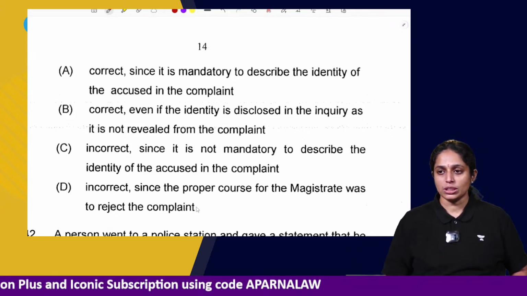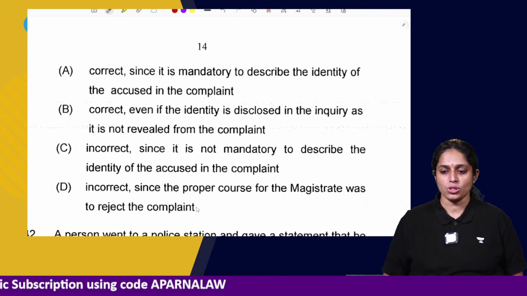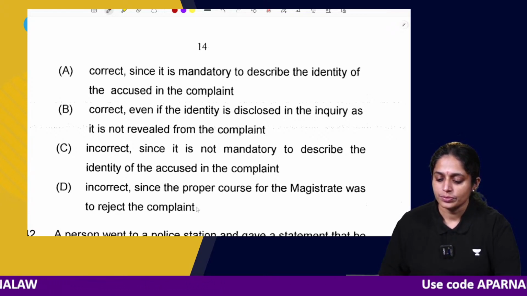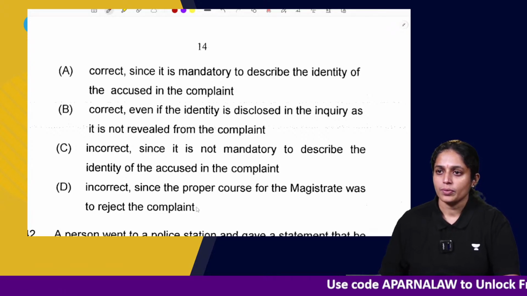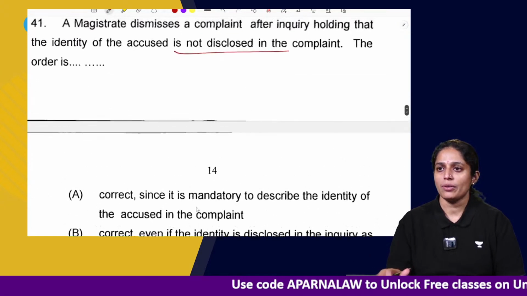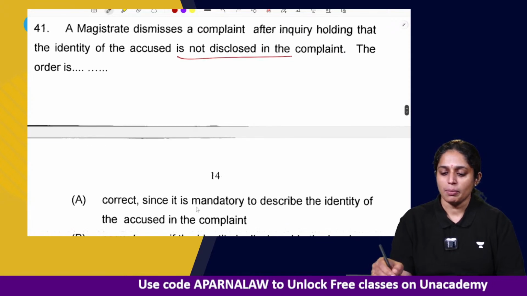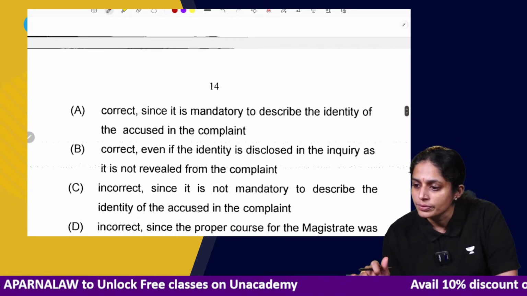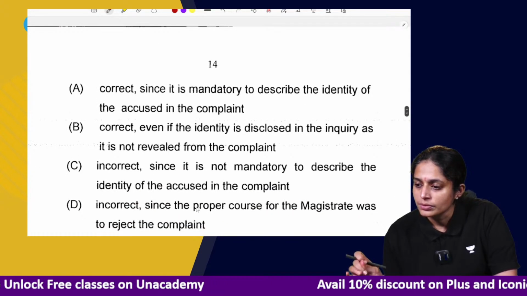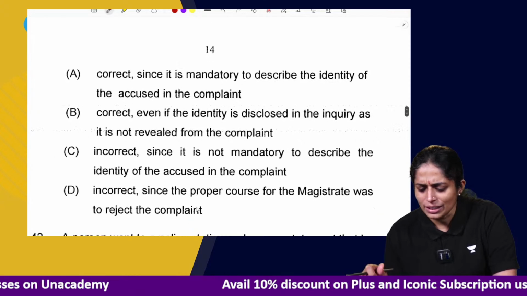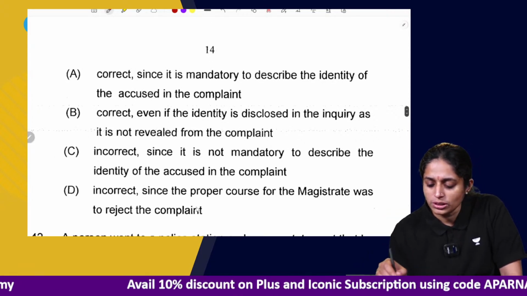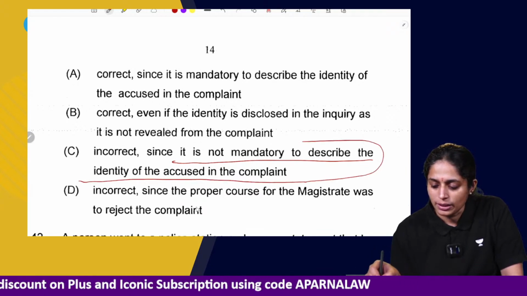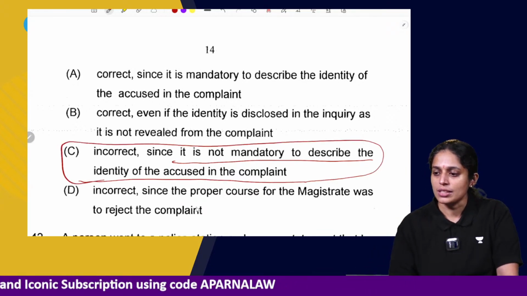If the identity is not disclosed in the complaint, what is the option? See what they have done here. The magistrate has dismissed it, so whether this action is proper or not. The dismissal is not proper because it is not mandatory to describe the identity of the accused in the complaint. C is the correct answer.